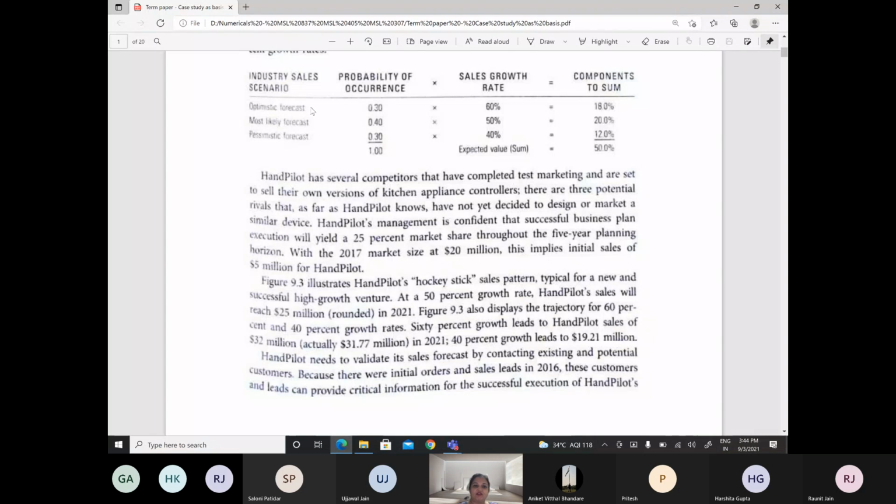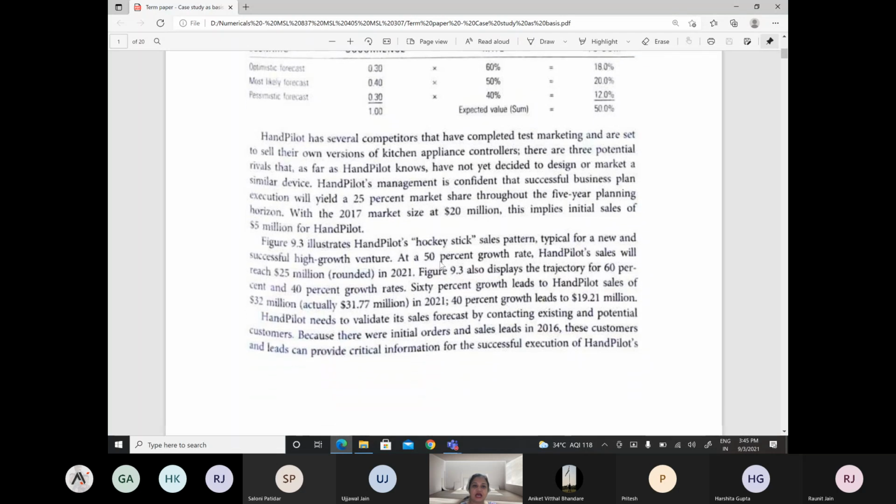So we have optimistic forecast, the probability of which is 30%, and the sales growth associated with it is 60%, which gives us a component sum of 18%. Then the most likely forecast has a probability of 40% and a sales growth of 50%, which gives us a total of 20%. And a pessimistic forecast of 30% probability, which has a 40% sales growth rate, is giving us a final growth rate of 12%. So when we add all of this, then we get the expected value of 50%.